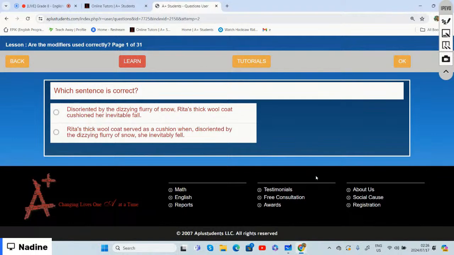So we need to choose the correct one. It says, disorientated by the dizzying flurry of snow, Rita's thick wool coat cushioned her inevitable fall. Or Rita's thick wool coat served as a cushion when disorientated by the dizzying flurry of snow, she inevitably fell. So we need to choose the correct sentence.